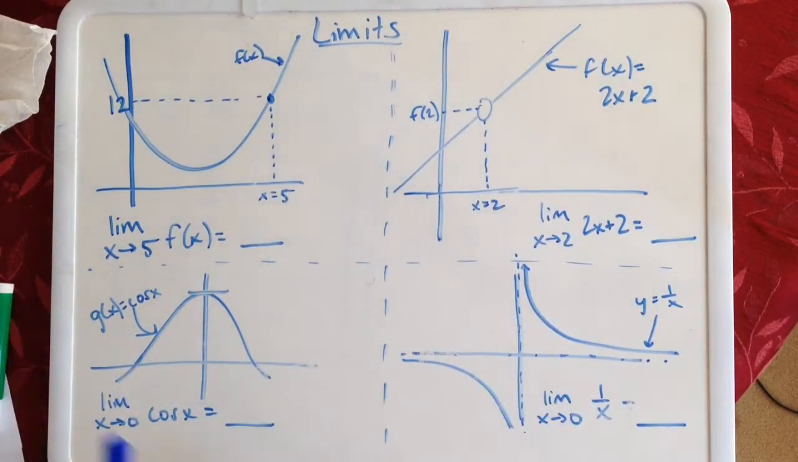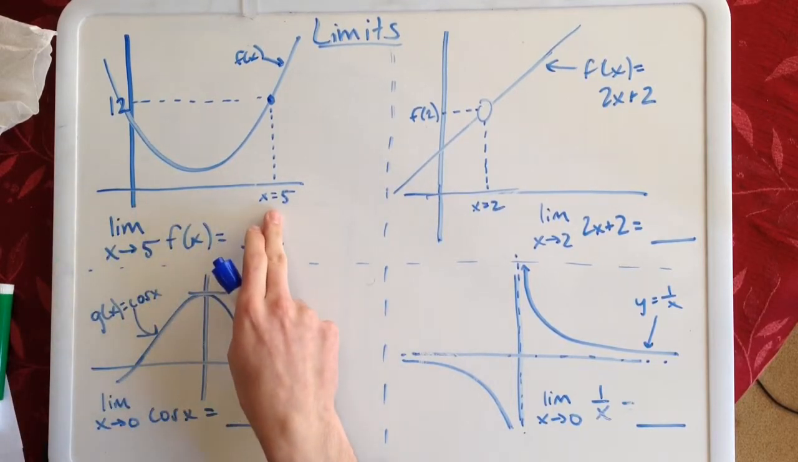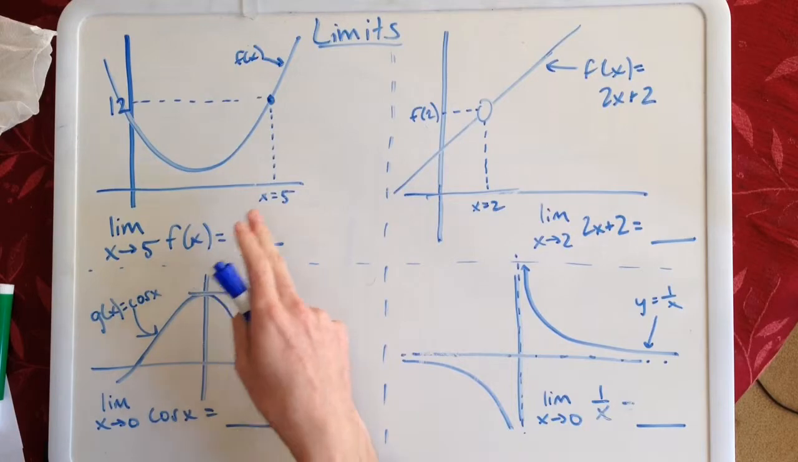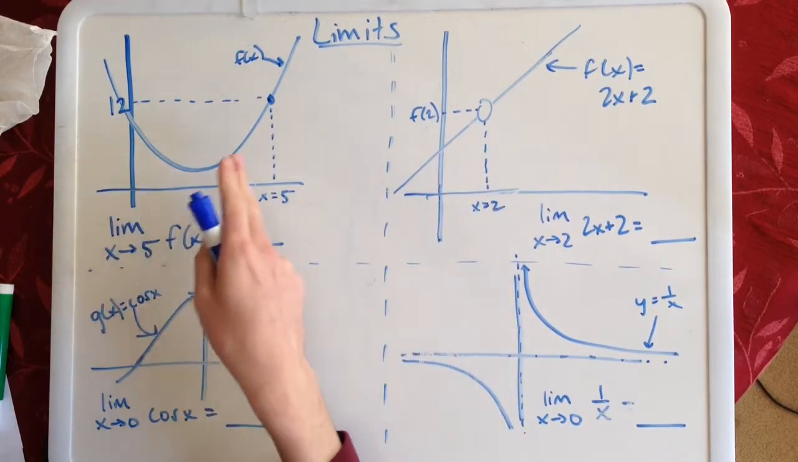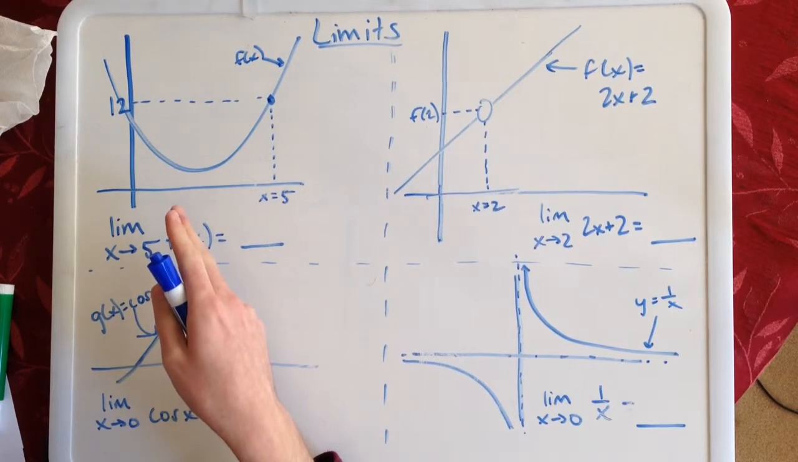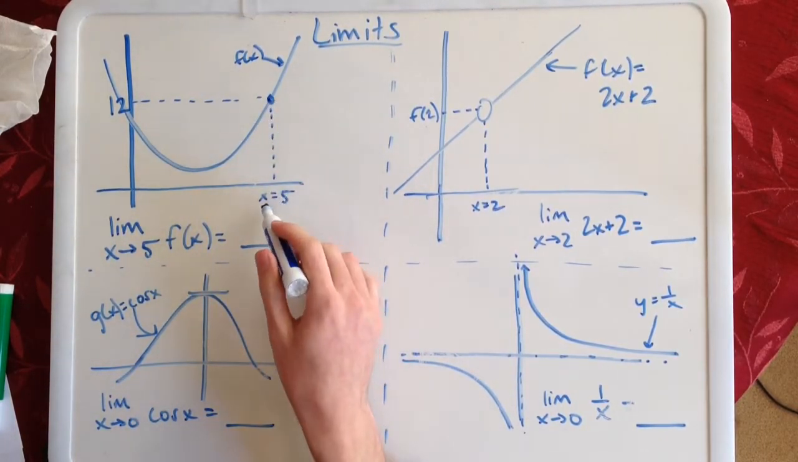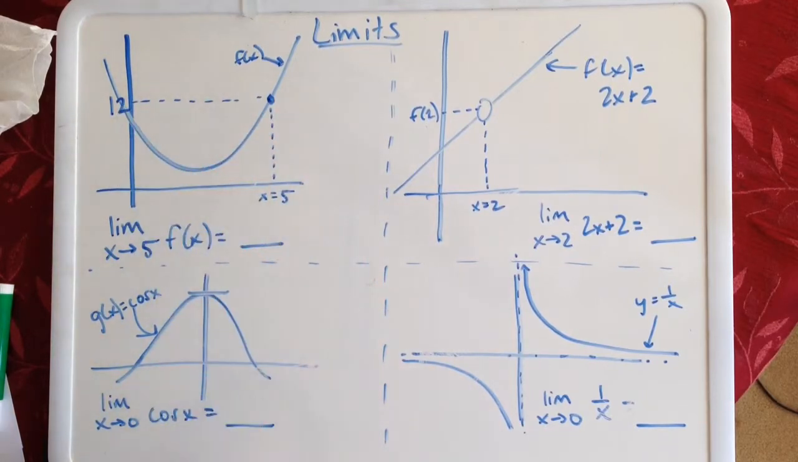Before doing limits analytically with numbers, we're just going to do them graphically. These should be pretty easy. All we have to do is look at the y value that the function approaches as I approach an x value. On this one, I didn't even tell you what the equation for this parabola is. I just drew it and gave you 1 point: when x equals 5, y equals 12.